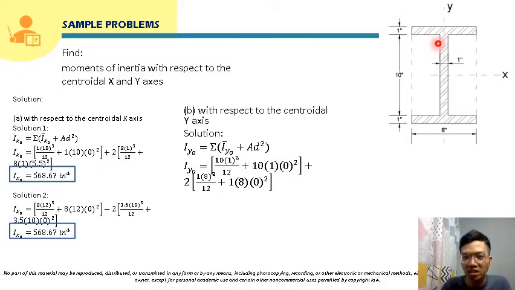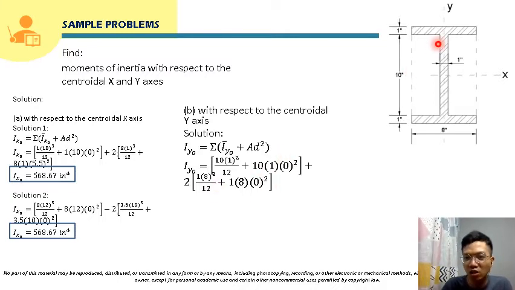For this rectangle, the dimension is 10 and 1. Its base is 1, its height is 10. So this will be hb cubed over 12 since our reference axis is y. No need to add the transfer term because the distance d will just be 0. I just included it here, but you can just disregard that.